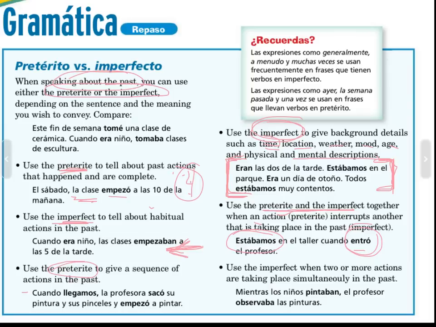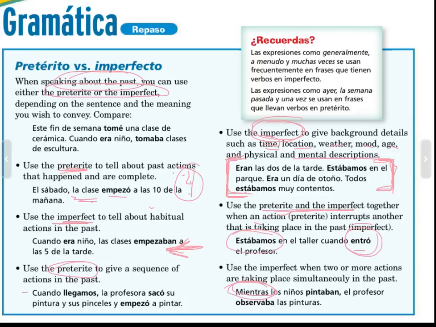Okay, we also use the imperfect when we are talking about 2 or more actions that are taking place simultaneously at the same time in the past. So, mientras los niños pintaban, el profesor observaba las pinturas. While, and this is a huge keyword when we have one of these sentences where 2 things are happening at the same time, mientras. Think of meanwhile to help you remember what it means. So while the kids were painting, the professor was observing the paintings.